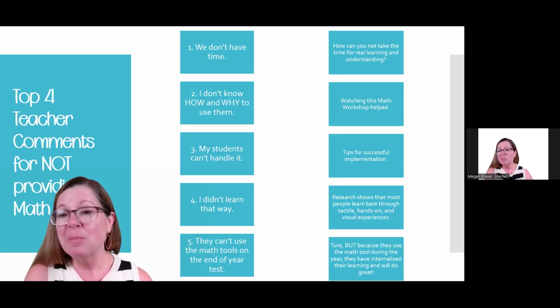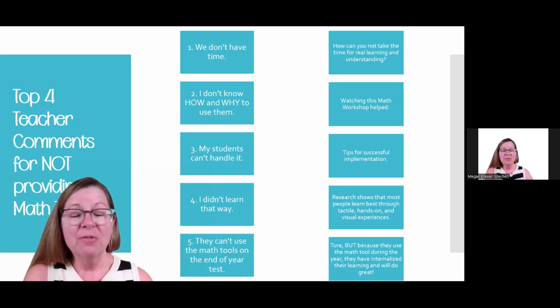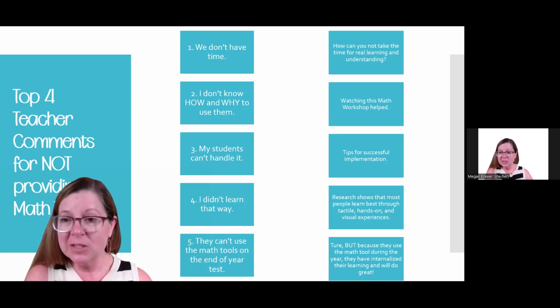They can't use the math tools on the end of the year test, so why should we let them use it during the year? Well, I can understand why educators say that. It's true that most end of year tests have different rules and different guidelines, and different students have different accommodations, but mostly math tools are not going to be part of the end of the year test.